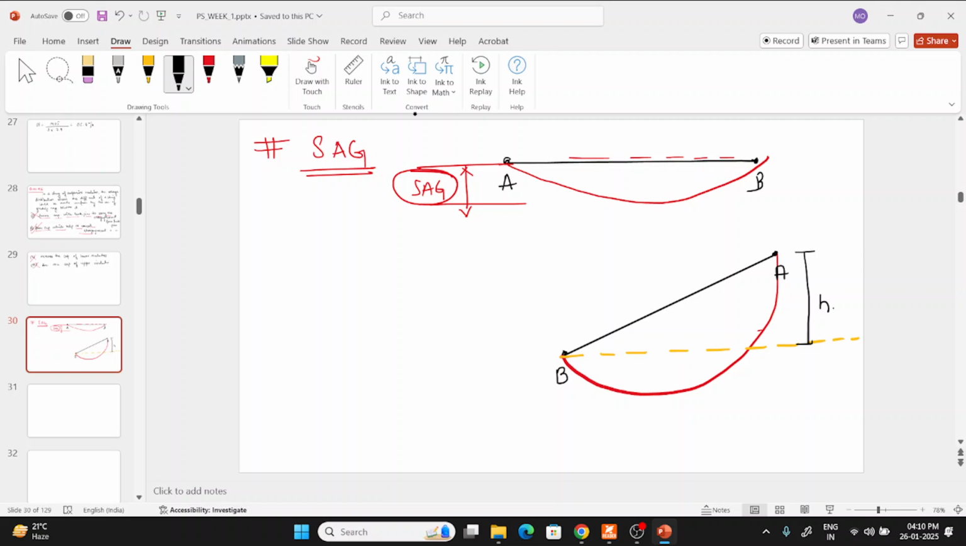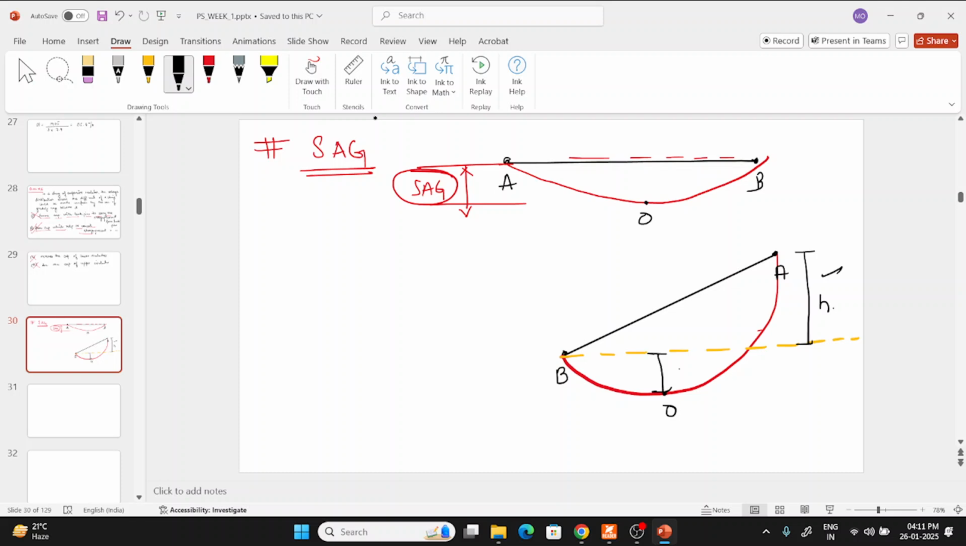Now what happens here is that, let's say this is the O point. Here O point is this. So basically, this much is the sag. We already know this. If we calculate this, we can calculate this much. So sag is calculated for two cases.